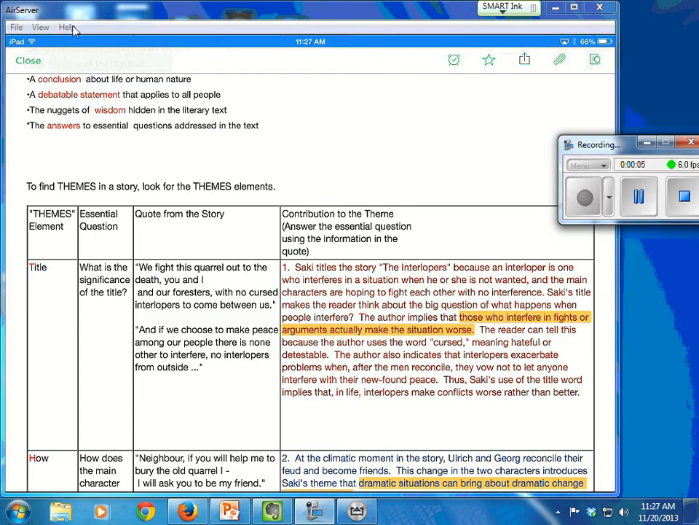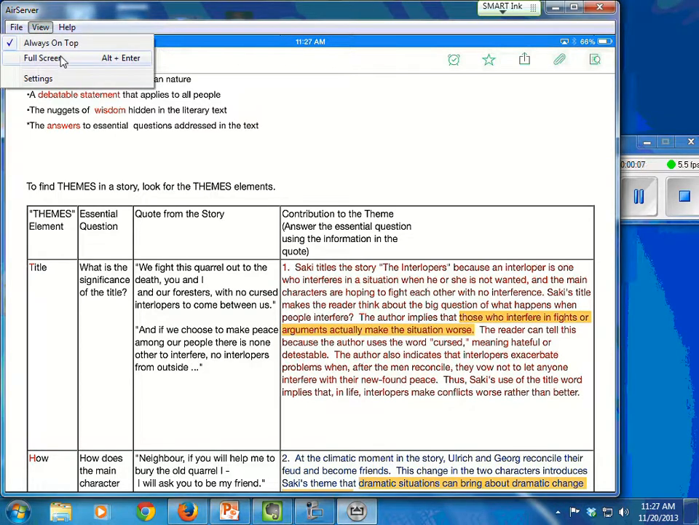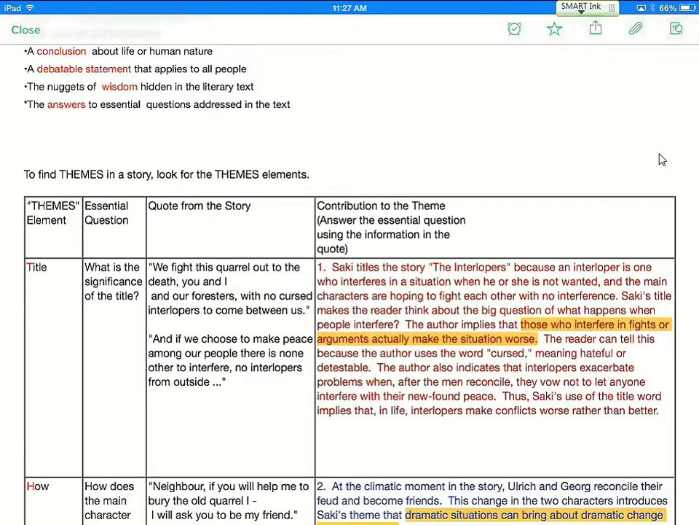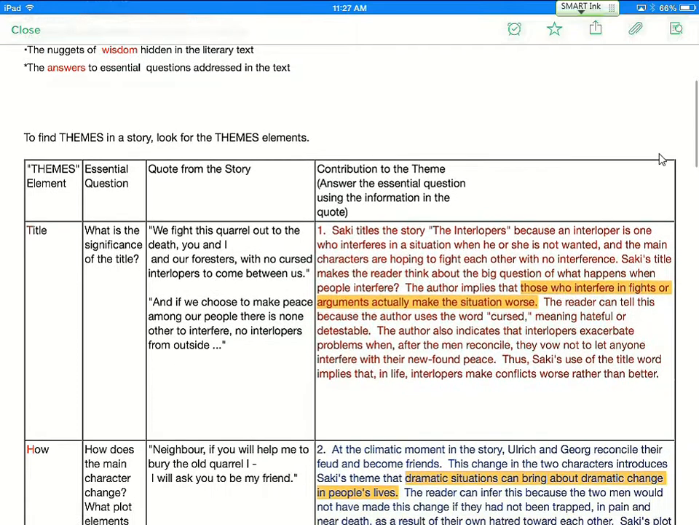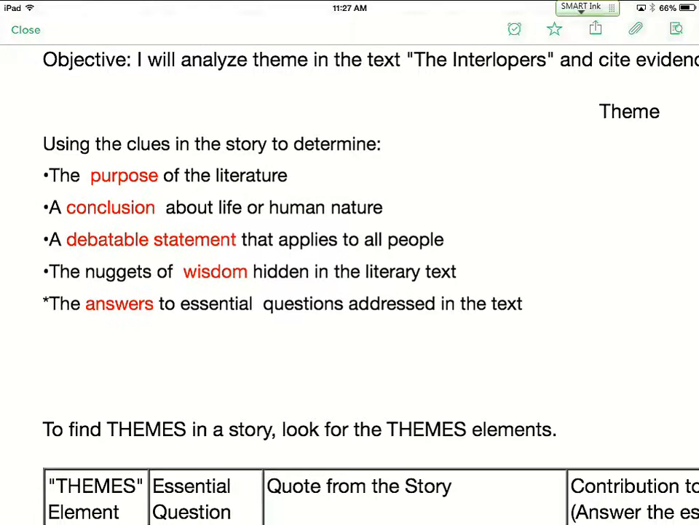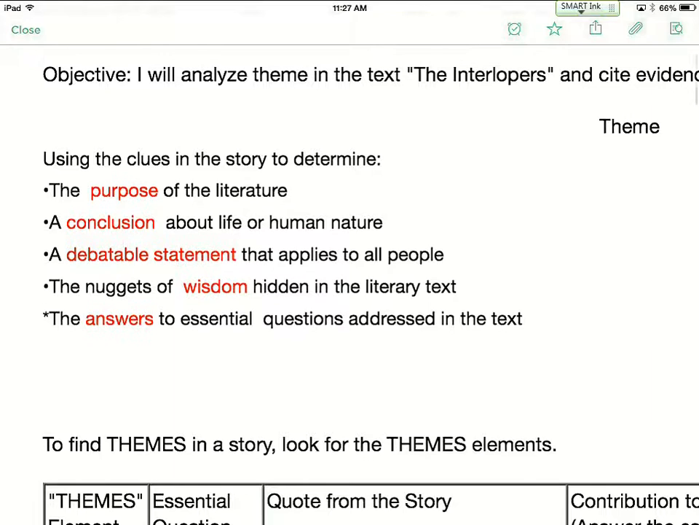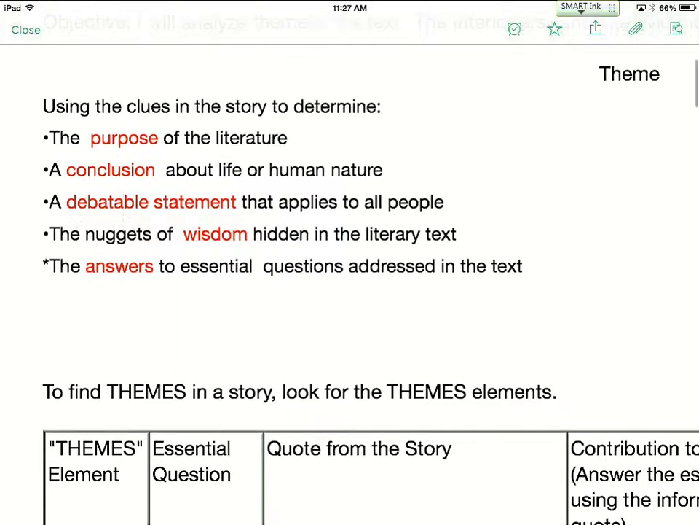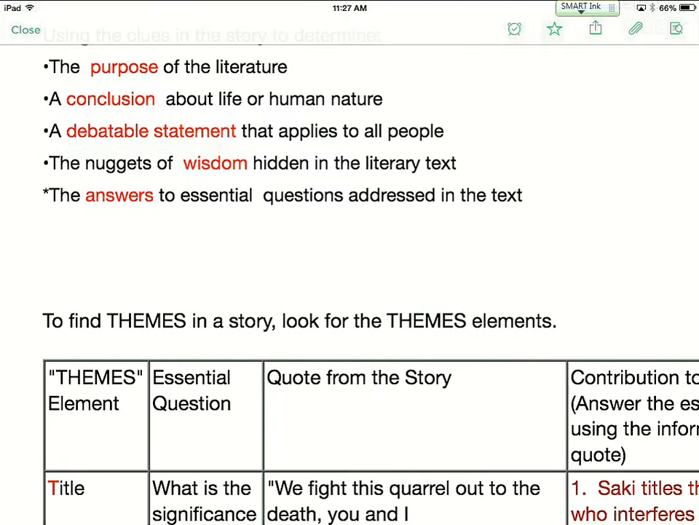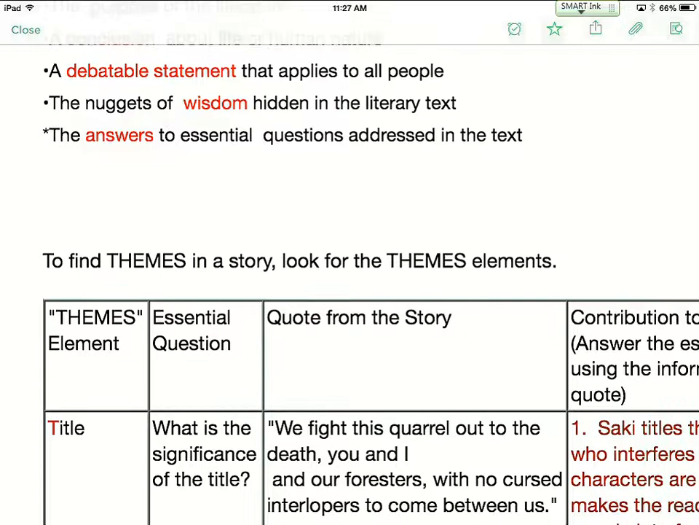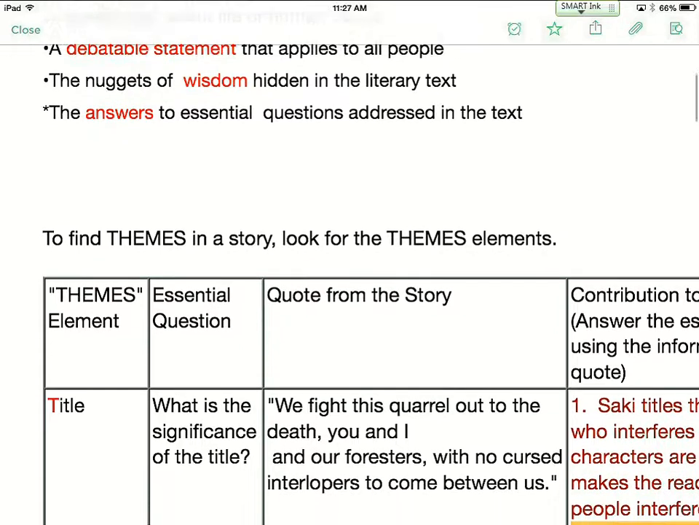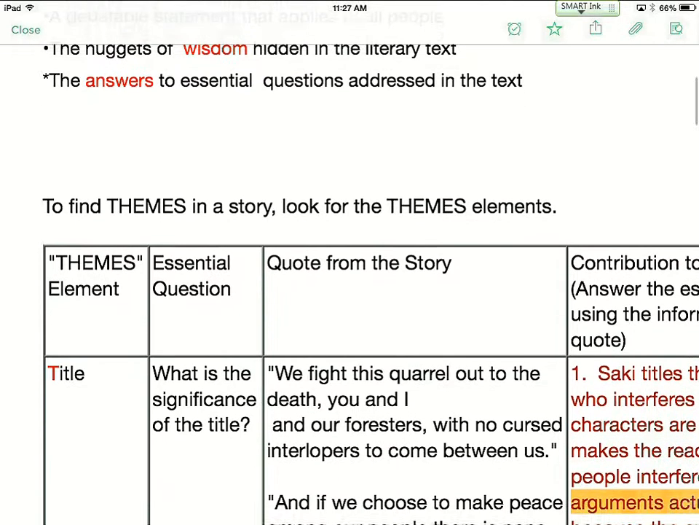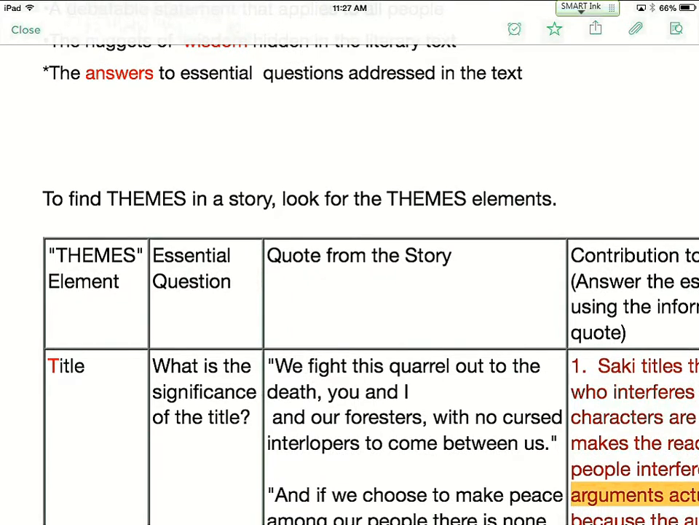This tutorial is to explain how to write a thematic analysis essay using the directions I have given you about The Interlopers. The first thing you need to remember is that a theme is the purpose of the literature, a conclusion about life or human nature, a debatable statement that applies to all people, wisdom in the text, or the answers to essential questions that the author is addressing through the text.